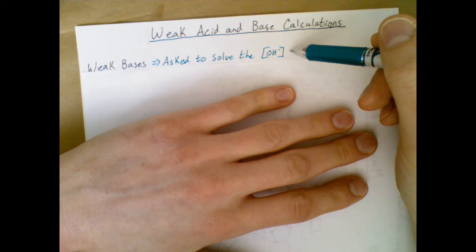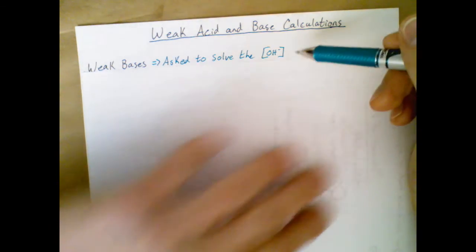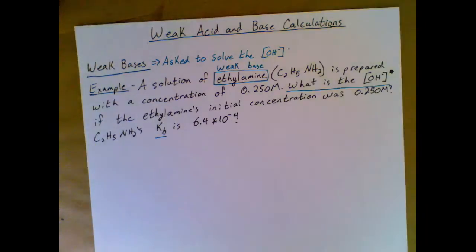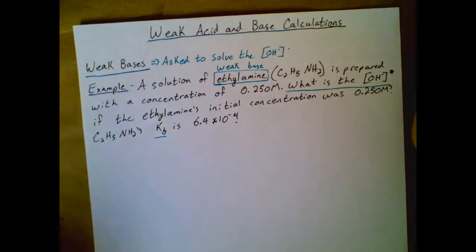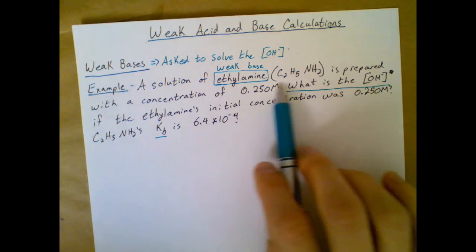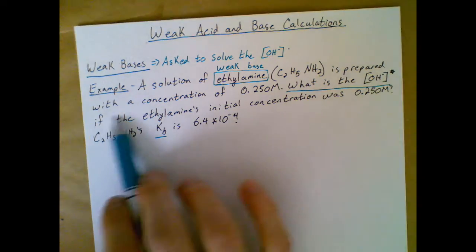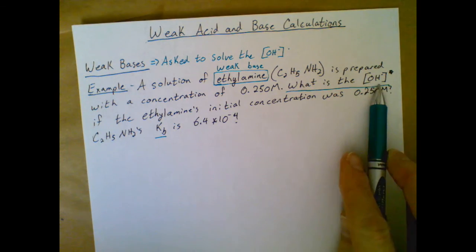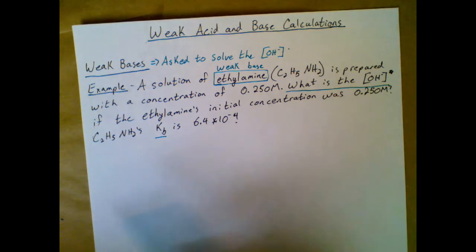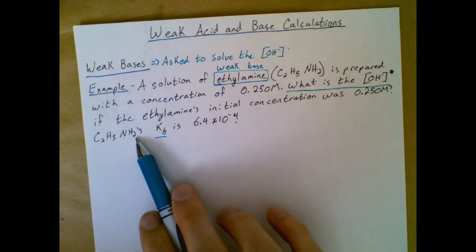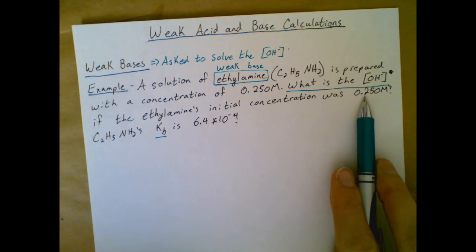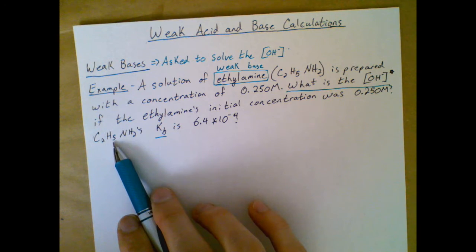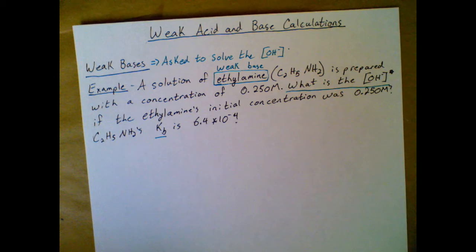And so when I show you the example that we're about to do, you're going to see that it eventually asks you, what is the concentration of OH minus? And so let's take a look at the example. A solution of ethylamine, C2H5NH2, is prepared with a concentration of 0.250 molarity. What is the concentration of OH minus if this is our initial concentration? Sorry, I wrote it twice. Just wanted to really make sure that you knew it was 0.25 molarity. And it tells us that the Kb is 6.4 times 10 to the minus 4.